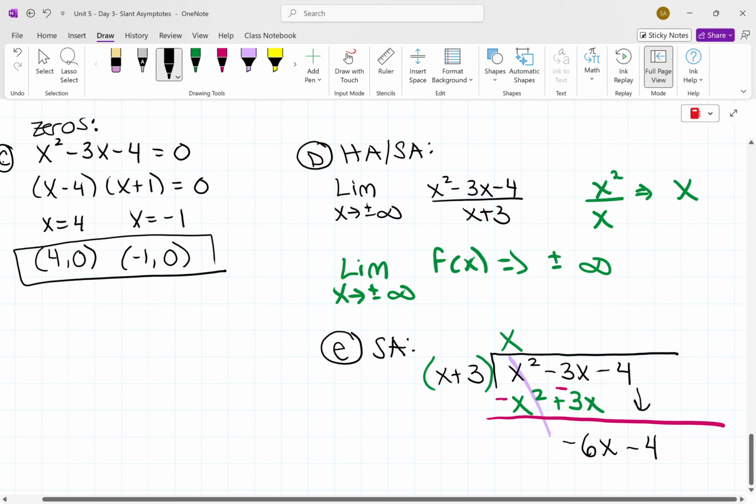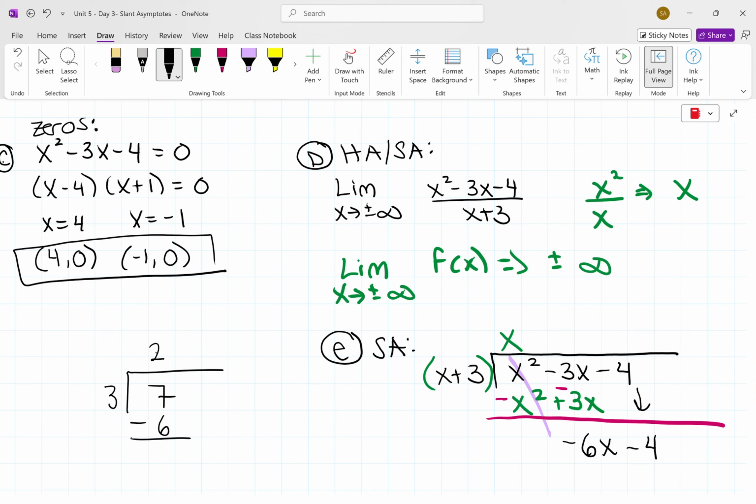So now we ask ourselves, yes, David? Wait, what is... Oh, because when you're dividing, let's just do something simple. Like if I'm dividing 3 by 7, we say, okay, well, 3 goes into 7 twice. 2 times 3 is 6, and then what do you do? You subtract. So that's what we're doing. We're subtracting, but because it's more than one thing we're subtracting, we have to distribute in that minus sign.